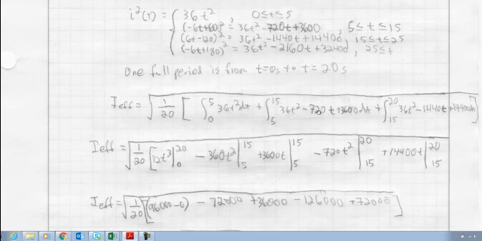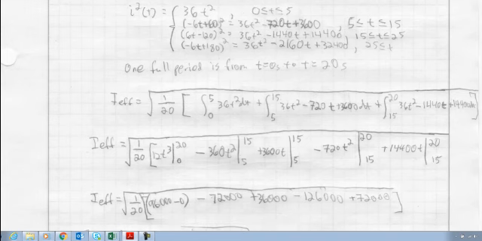And so here, this is coming in from your negative 720t. That works out to negative 360t squared, evaluated from 5 to 15. The 3600, you get 3600t evaluated from 5 to 15. Then your minus 1440t, that goes to minus 720t squared, evaluated from 15 to 20. And then you have a 14400, and so that becomes 14,400t evaluated from 15 to 20.